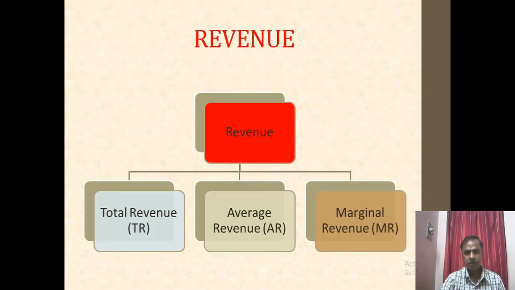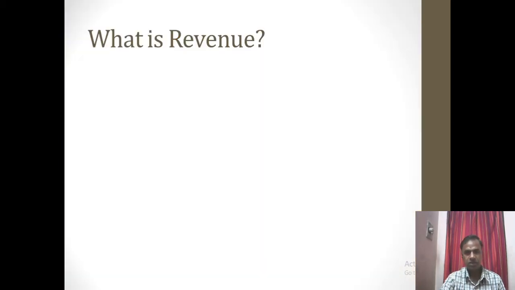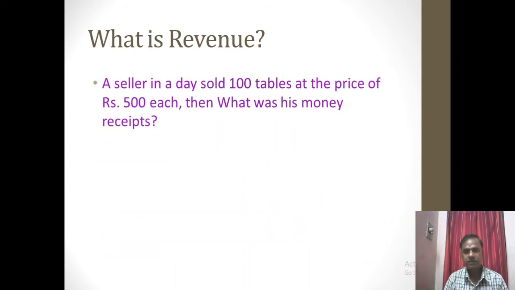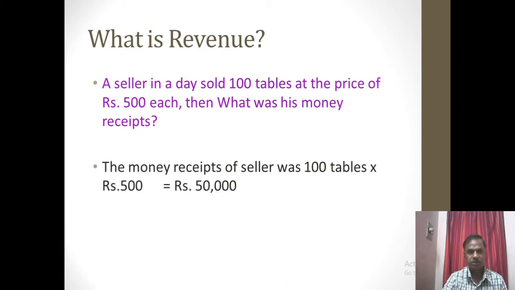In revenue, we have three types: total revenue, average revenue, and marginal revenue. The meaning of revenue: a seller in a day sold 100 tables at the price of rupees 500 per table. Then what would be his money receipts? We have to multiply the number of tables sold by the price of one table. The money receipts of the seller are 100 tables into 500, so he will get 50,000.